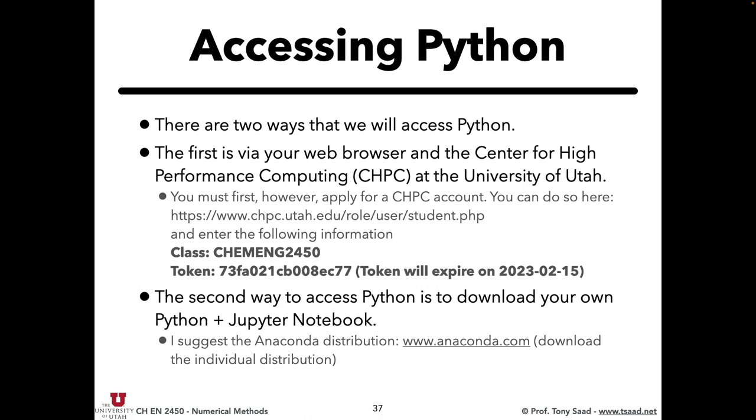The second way to access Python is to download it on your own. You can get one of the most popular distributions, called the Anaconda distribution. Just Google Anaconda Python. Installation rules are different for Windows, Linux, and Mac, so I leave that up to you to figure out. But it's fairly easy. You install it, and you have it up and running.